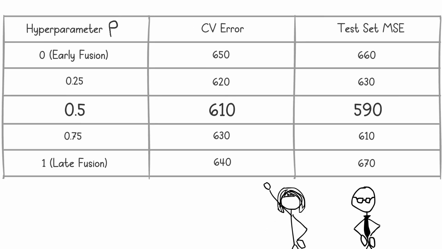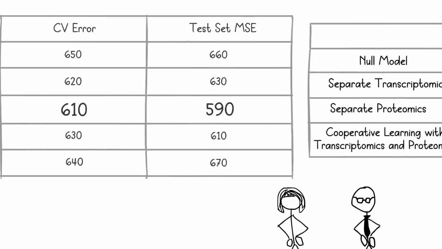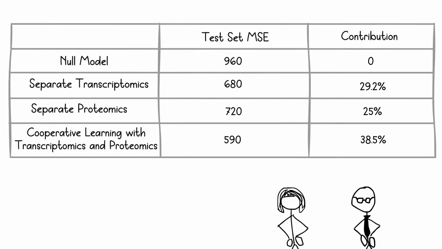The CV error is the lowest when the weight of the agreement penalty rho is 0.5. With this selected value of rho, cooperative learning achieves the lowest test set mean square error as compared to early and late fusion. We also get the contribution of each view in making the prediction as benchmarked by the null model.